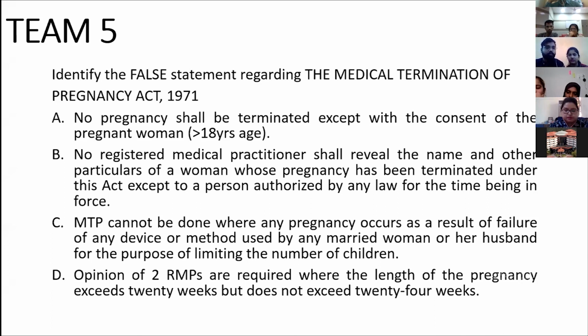Go first. MTP cannot be done where any pregnancy occurs as a result of failure of any device or method used by any married woman or her husband for the purpose of limiting the number of children. You're absolutely right. So you get 20 points for this. You can do MTP in such cases because it can cause mental anguish for the pregnant lady and her husband too. Next, moving on to our next team, team 1.